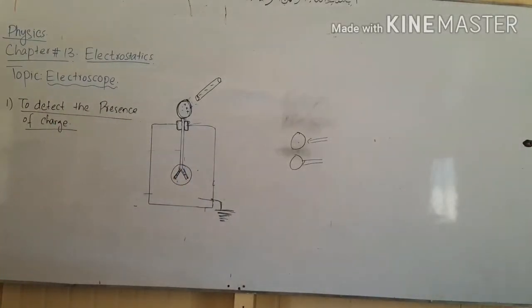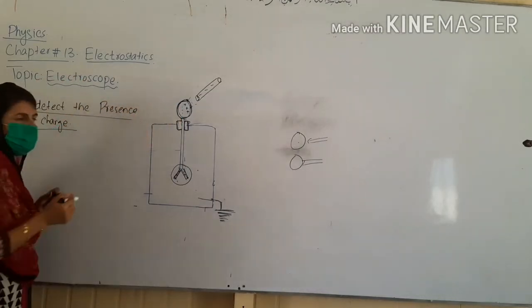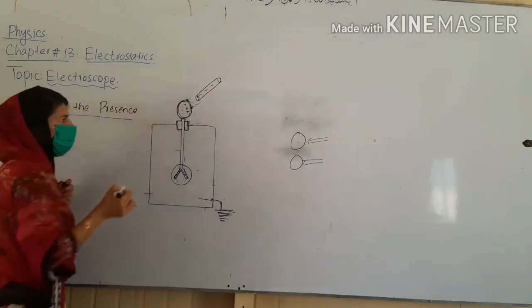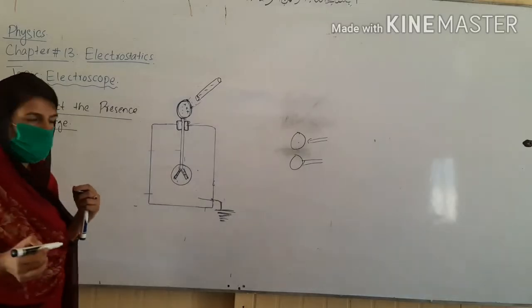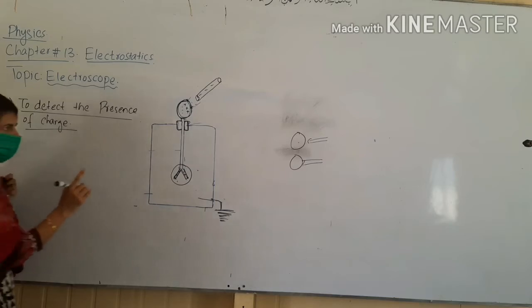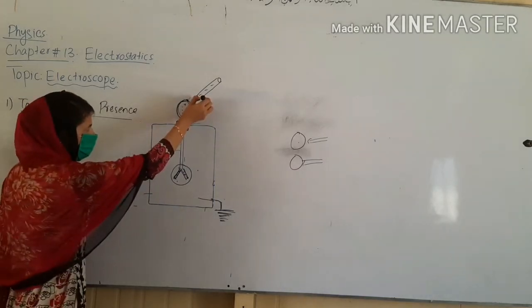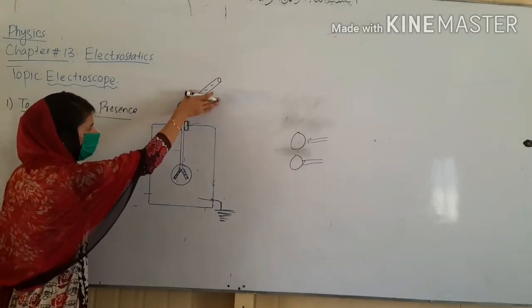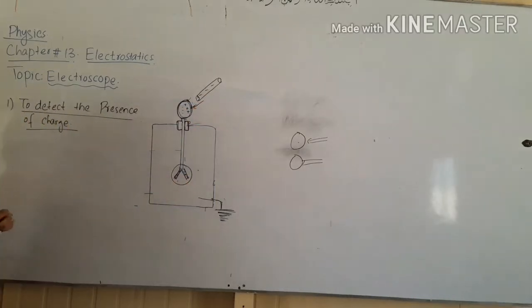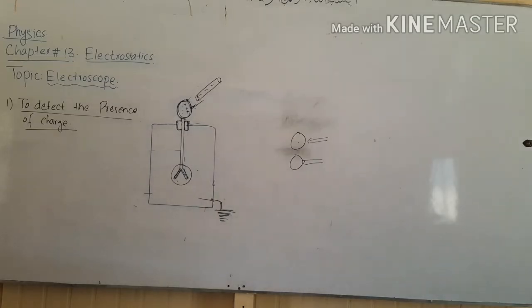There will be some change in behavior when a charged body is brought near the electroscope, which shows that the body under testing near the electroscope is a charged body. Is it clear? Here, a charged body is present near the electroscope, which is shown by the divergence of the gold leaves. Is it clear, beta? This is the first use or working of the electroscope.